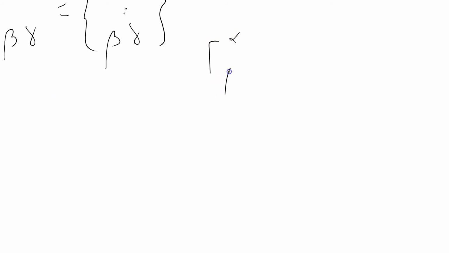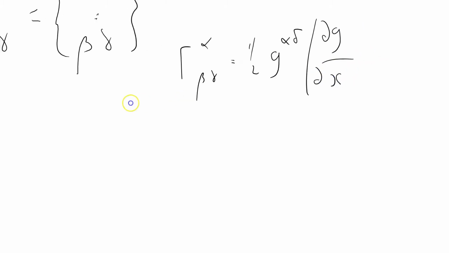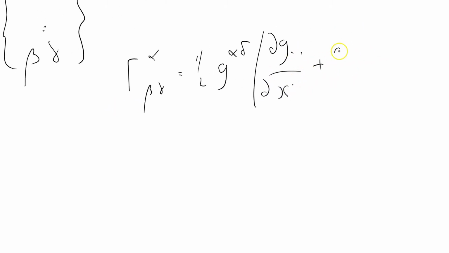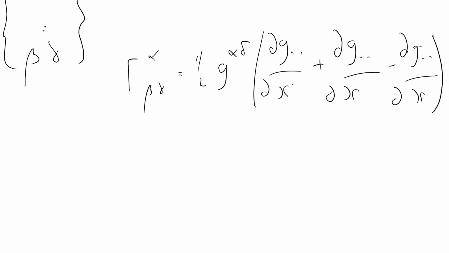Christoffel symbol we call alpha beta gamma equals 1/2 g alpha delta, di g di x. I'll put the skeleton in first as ever, plus di g di x minus di g by di x, and now I'll fill in the gaps. The delta is the summation variable which sums on the first, the second and the denominator. What have we got left? We've got a beta and a gamma which must go there. Beta and gamma goes the other way around here, and they go together there. Okay, well that's great.